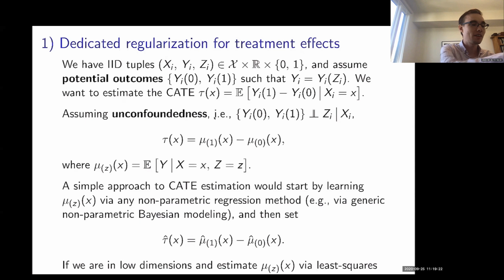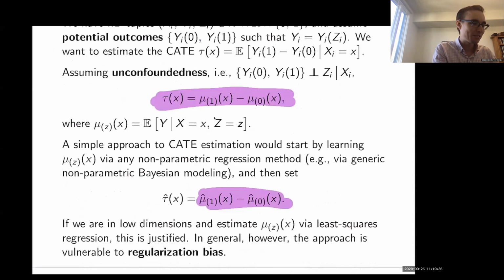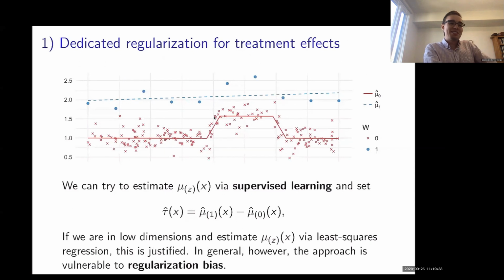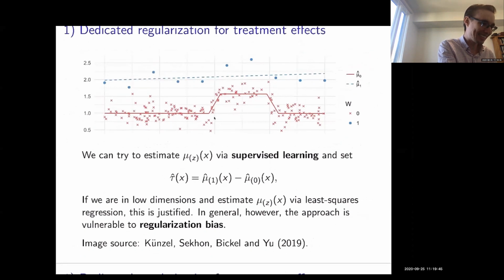Under unconfoundedness, you can write the conditional average treatment effect as a difference between two regression functions, but that doesn't mean that learning these regression functions on their own is necessarily a good idea. You can end up in all kinds of trouble. My go-to example of this type is, I'm missing the bottom of all the slides, I just realized.